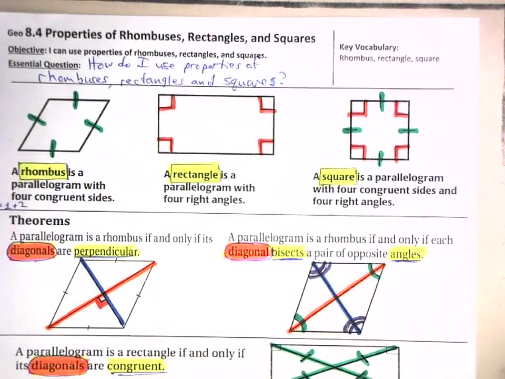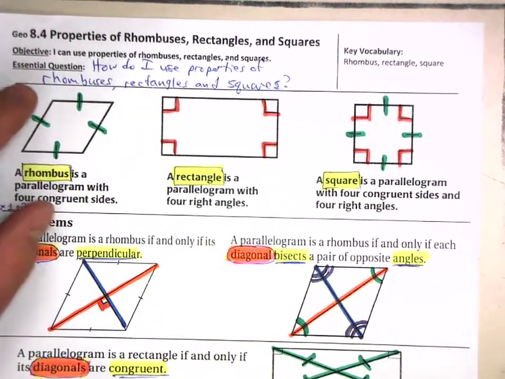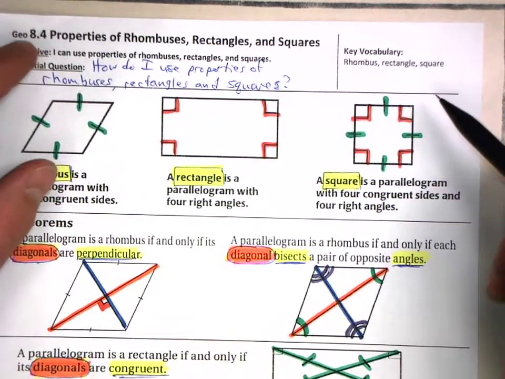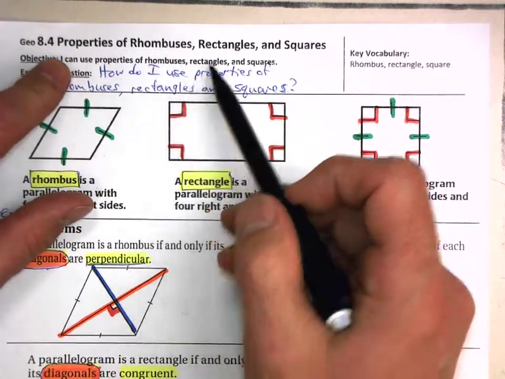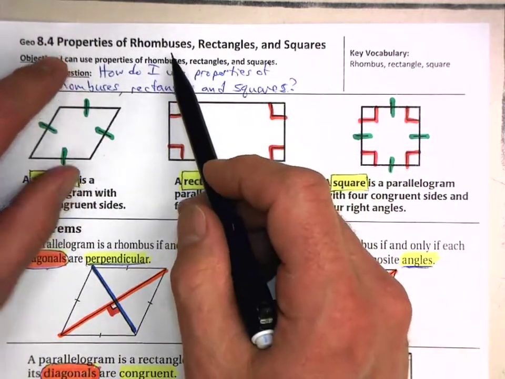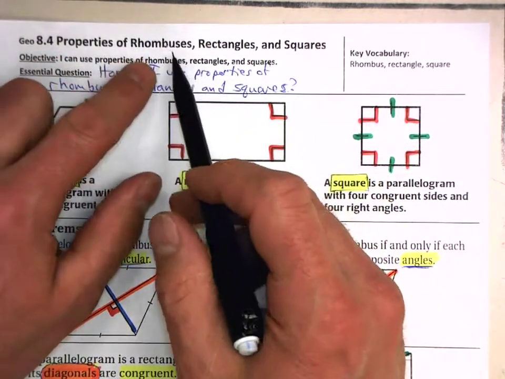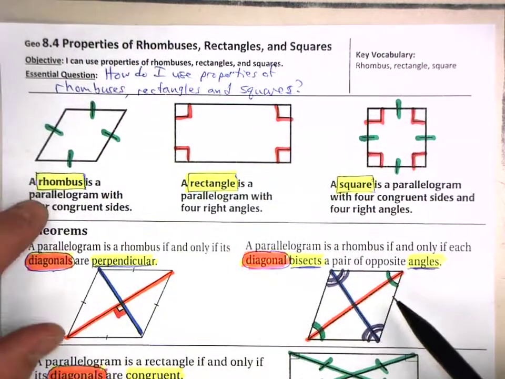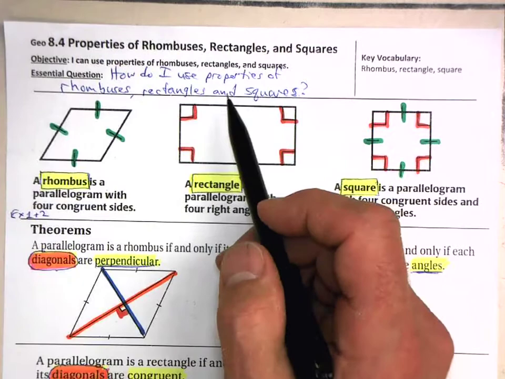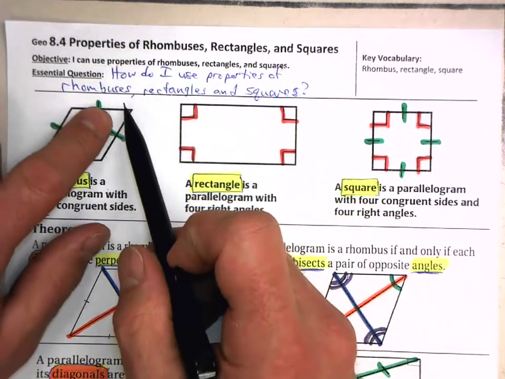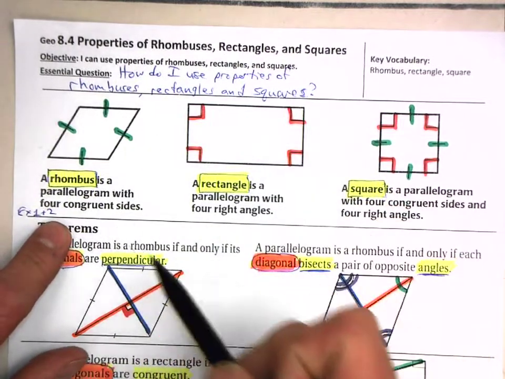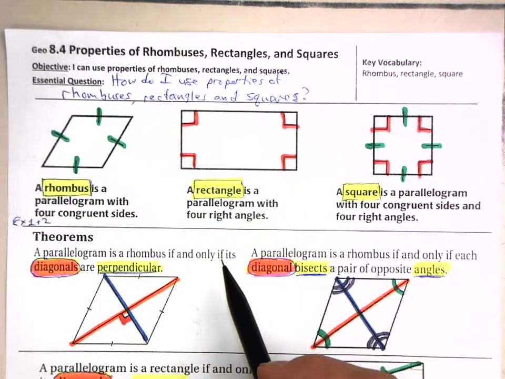Welcome to 8.4. We are looking at quadrilaterals in general in Chapter 8, and specifically, we're now going to zero in on rhombuses. Don't you like saying that word, rhombus? And also rectangles and squares. So how do I use the properties of rhombuses and rectangles and squares? Well, first of all, let's remind ourselves what these guys are.